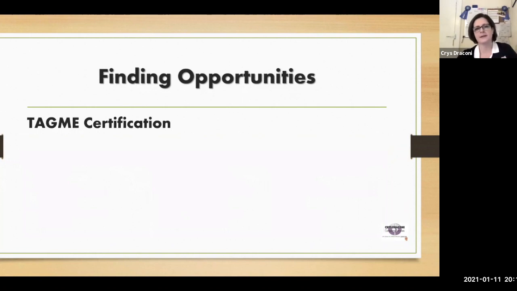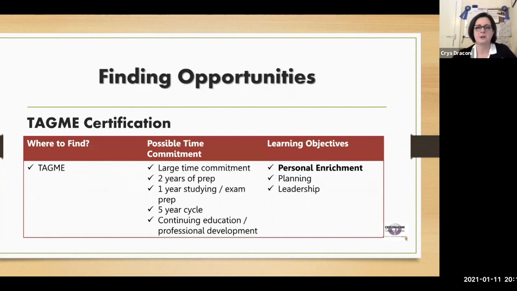So, TAGME certification. At this time, TAGME certification is the only certification available for coordinators, and the only place you will find this is from TAGME. You can go to their website, tagme.org. Possible time commitment: it is a large time commitment. It takes 2 years of prep work, and the requirements change. Like I said, I did this presentation 3 or 4 years ago, so it's been a little bit of time. They may have updated it.